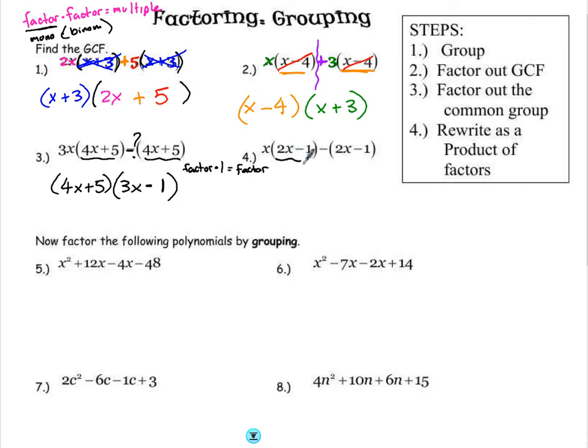In number 4 here, what do they have in common? 2x minus 1, 2x minus 1. And then what's left over is an x minus 1. After these are removed, what's left? X and a negative 1, which is invisible right now for us, but we can always know that a factor times 1 is itself.